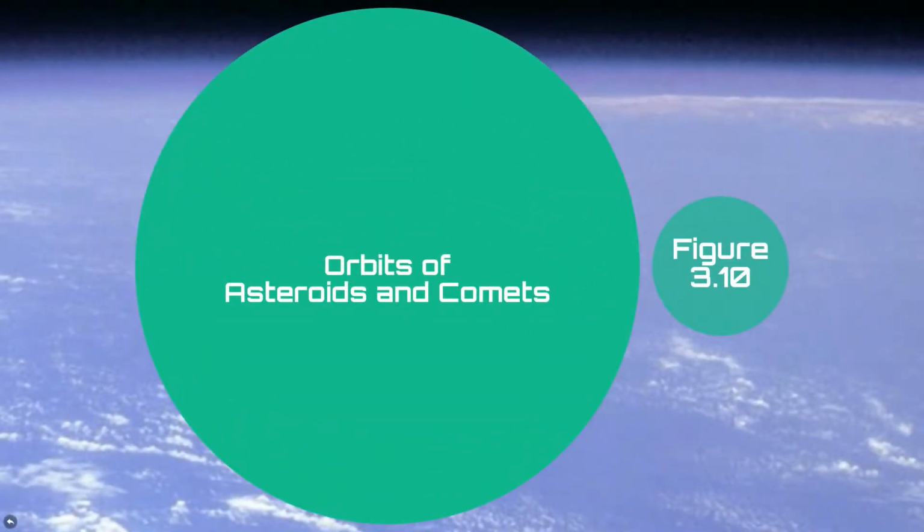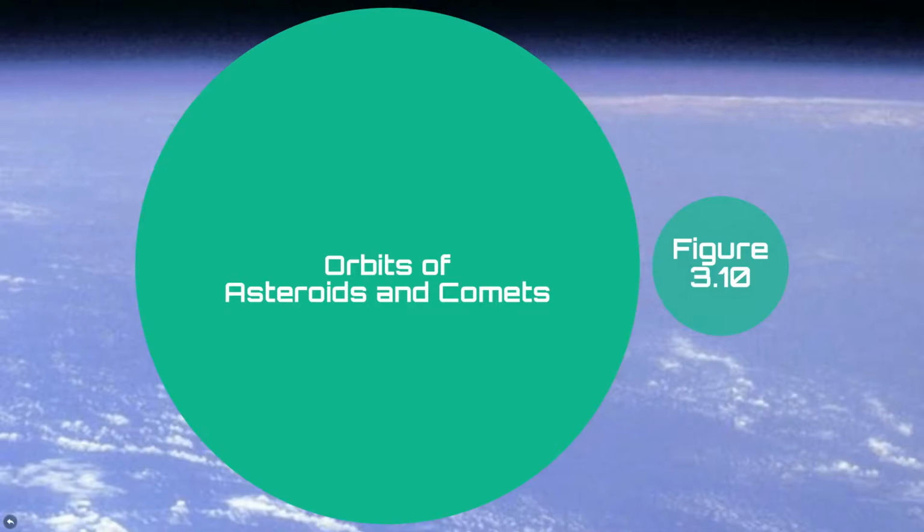Orbits of asteroids and comets. In addition to the 8 planets, there are many smaller objects in the solar system. Some of these are moons, natural satellites, that orbit all the planets except Mercury and Venus. In addition, there are 2 classes of smaller objects in heliocentric orbits, asteroids and comets.